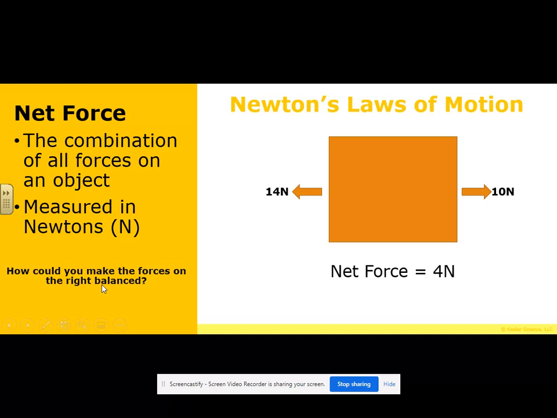Okay? To make the forces balanced, you would have to increase the 10 newtons until it becomes 14 so that they are equal, or you have to decrease 14 to become 10. Okay, so net force, basically, you're just subtracting opposite forces to find out what the difference between their values is. Okay?